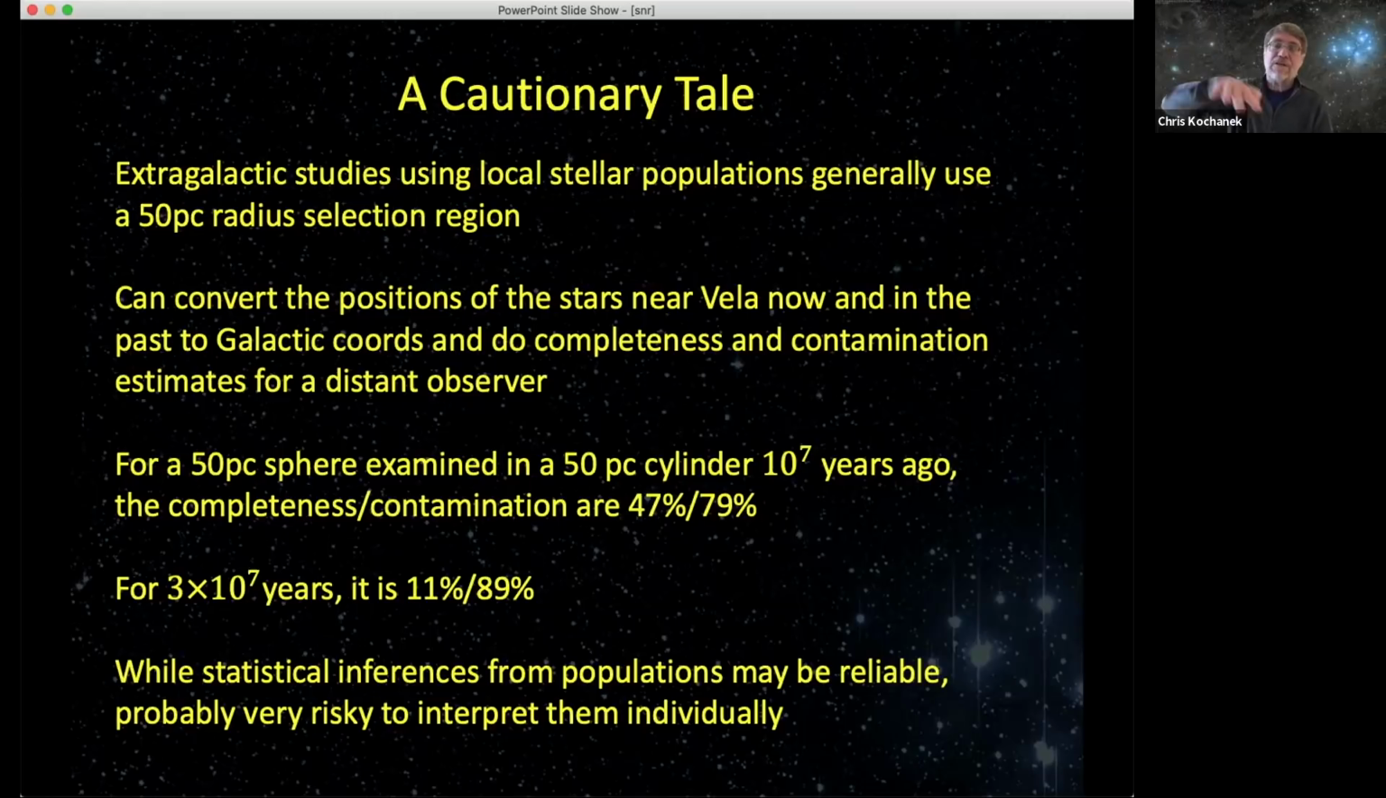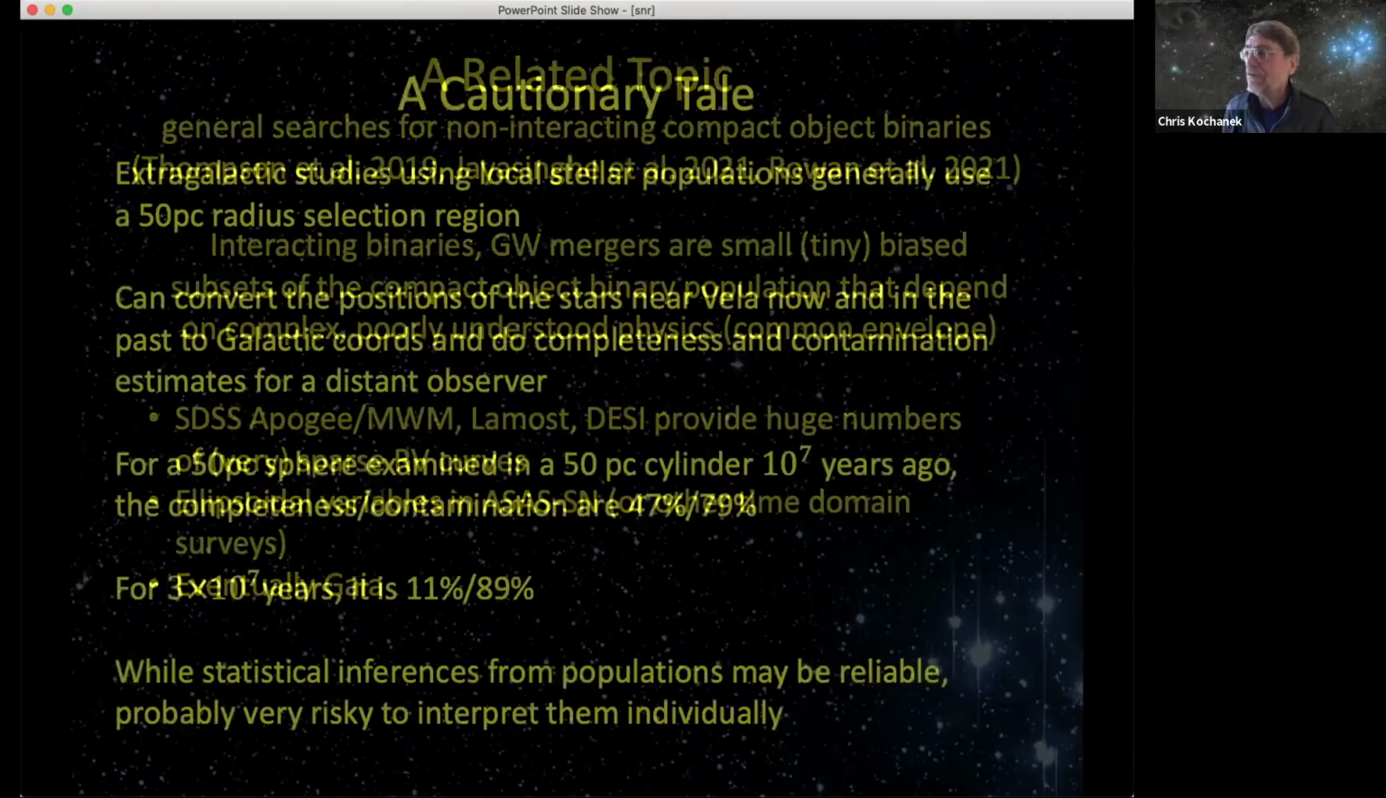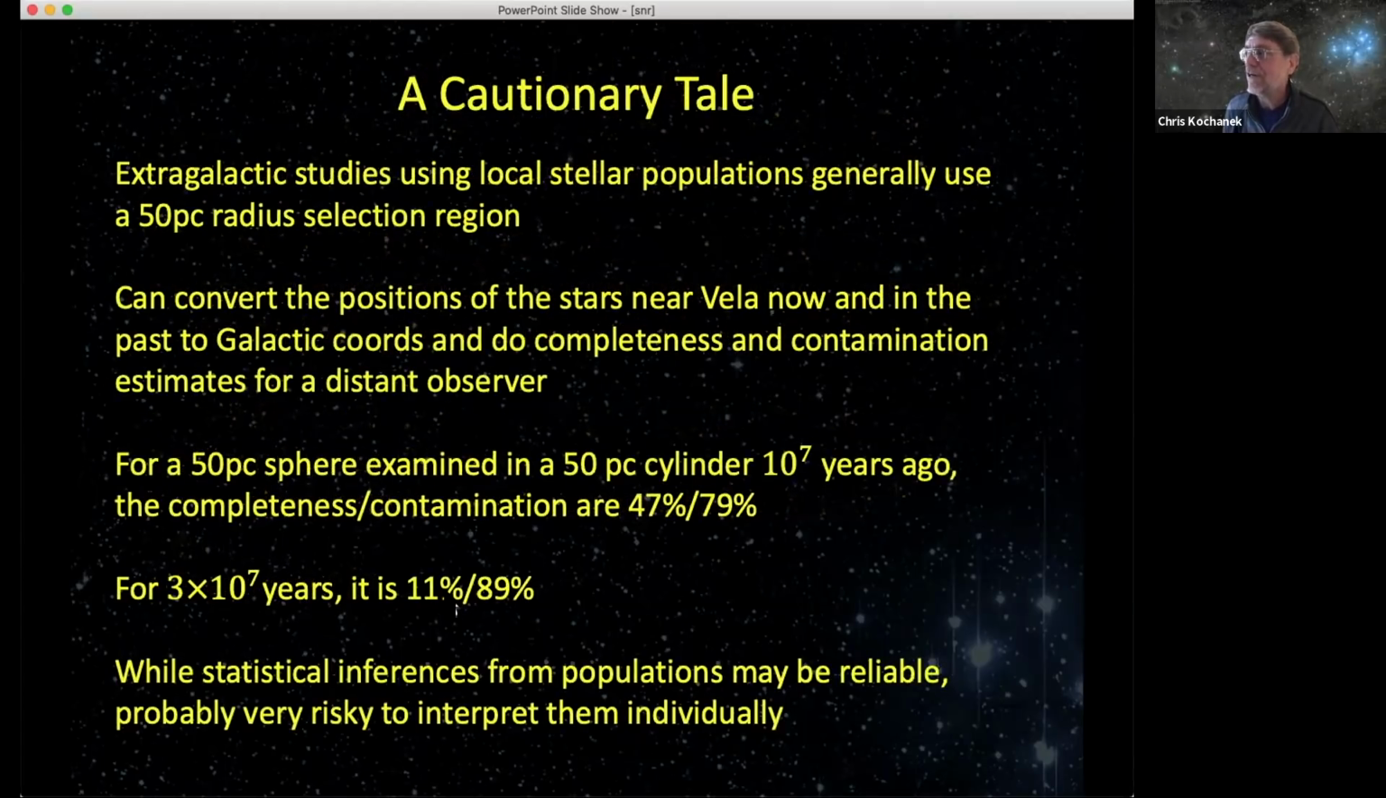You gain because if you drift upwards, you're still in the cylinder. But 80% of the stars in the cylinder were not associated with the sphere. If I go to the lifetime of a 10 solar mass star, that changes to include only 11% of the stars which are originally within 50 parsecs, and 90% of the stars are contamination.